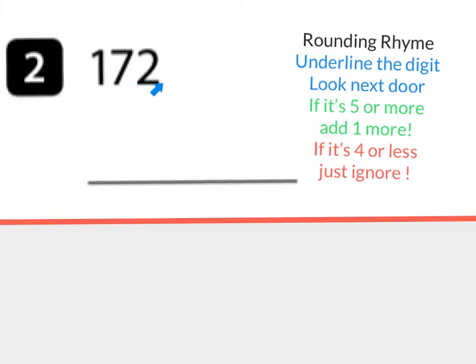Alright, 172 rounded to the nearest tens place. You underline your tens place. You circle the digit to the right. Circle digit is your boss. Is it 5 or more or 4 or less? It is 4 or less. So the underlined digit stays the same. The digits that are circled and to the right turn to a 0. All digits to the left of the underlined digit stay the same. 172 rounded to the nearest tens place is 170.